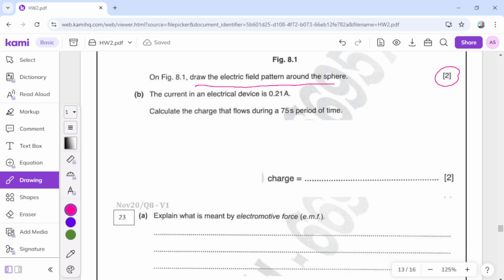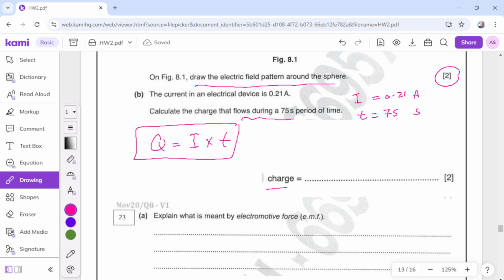Now, the current in an electrical device is 0.21. So we have current equals 0.21 amps. Calculate the charge that flowed during the time they gave us, which is 75 seconds. They asked to find the charge. So charge equals I multiplied by t. Don't forget to write the equation. You will gain 1 mark at least, even if you have a mistake.